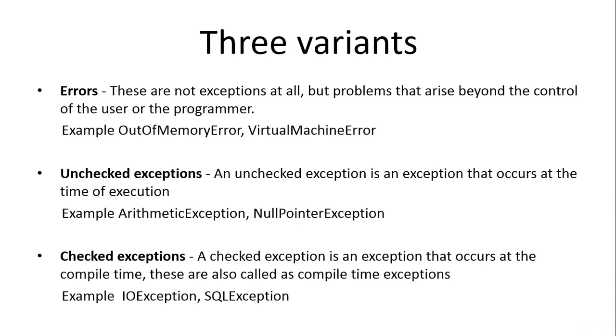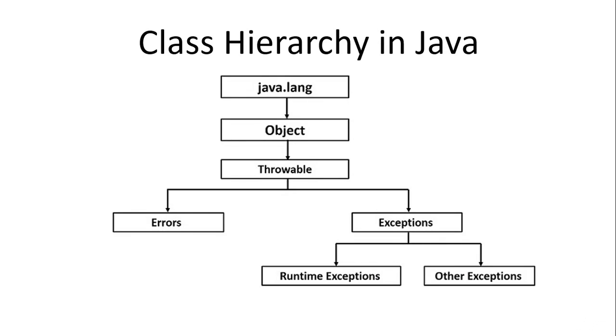So once again, the three variants we discuss here: errors, unchecked exceptions, checked exceptions. So let's see the class hierarchy in Java. So Object, and we have Throwable, and it's divided into two parts: errors and exceptions. Exceptions are again divided into runtime exceptions and other exceptions.